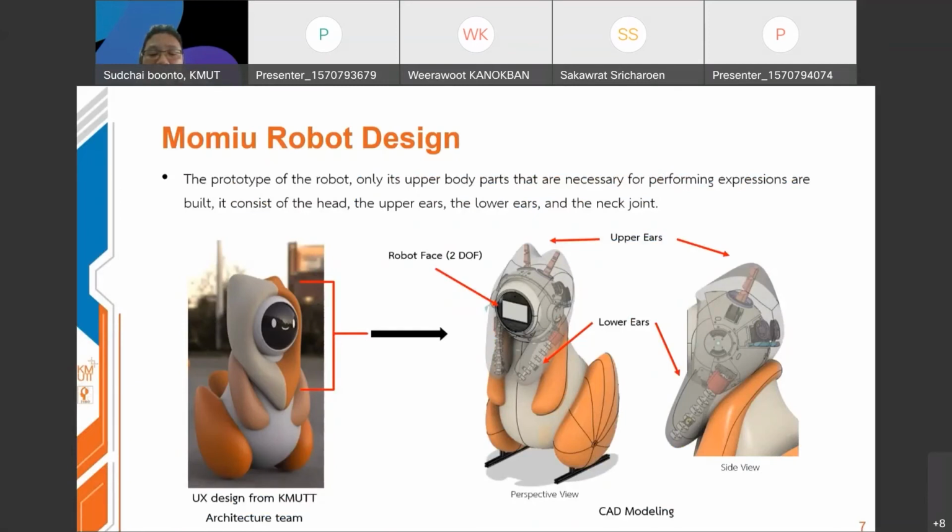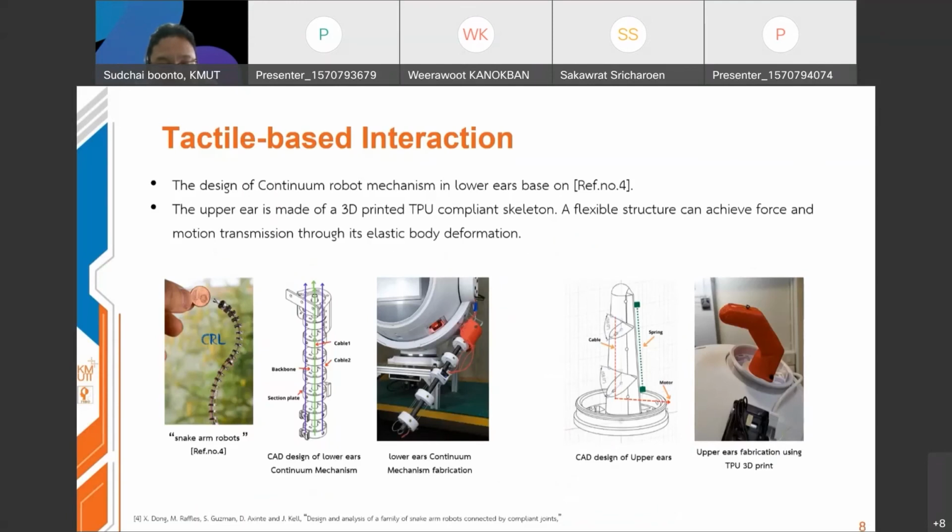In the prototype of the Moomin robot, only the upper body parts that are necessary for performing expressions are built. It consists of the head, the upper ears, the lower ears, and the neck joint. The picture on the left side is the robot UX design from the architecture team, and the picture on the right side is the CAD engineering implementation based on the UX design. The lower ear and upper ear compliant mechanisms are the parts that give Moomin its distinctive looks.